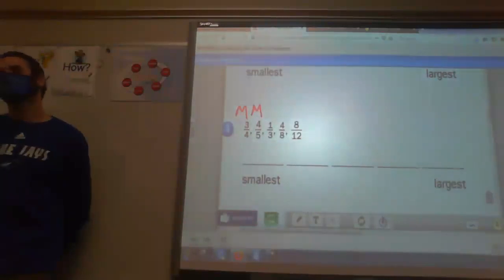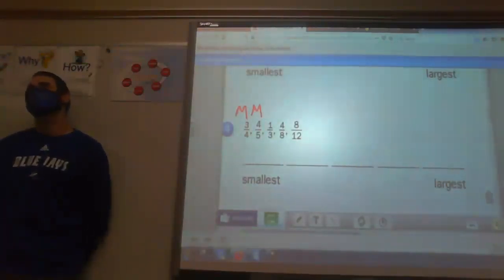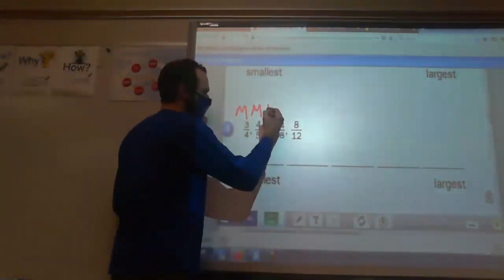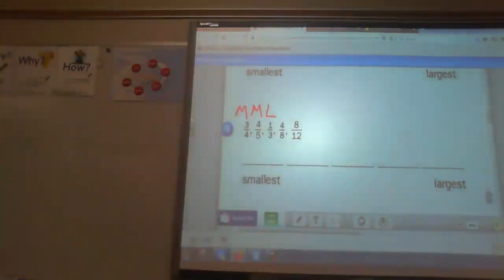1/3, more or less than half? 3, 2, 1. Actually, you know what? 1/3, more or less than half, Mason? How do you know? One is half of 2, so 1 is less than half of 3. In fact, 1.5 is half of 3.